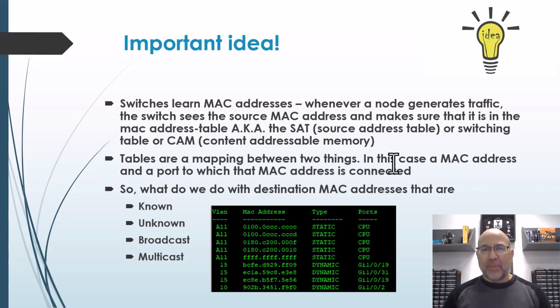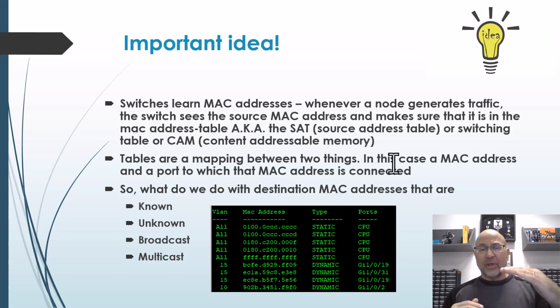So I've got an example of a switch source address table here. Remember that the source address table is all about ensuring that a MAC address can be reached. And the way that we do that is when a node generates traffic, I see the MAC address and I attach it to a particular port.